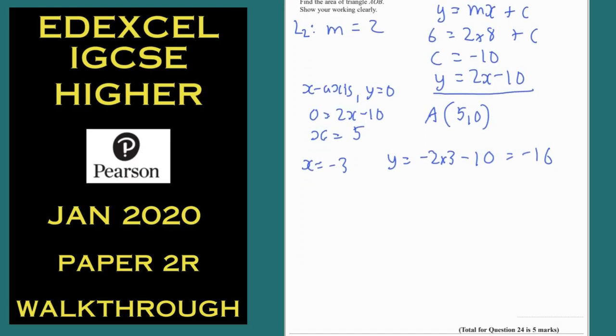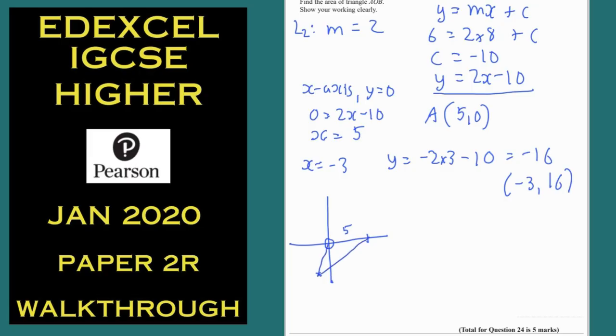Let's just do a little diagram. Doesn't have to be anything to scale. O is the origin. A is the coordinate 5 to the right. The coordinate of B is negative 3, 16. In other words, left a bit, down a bit. There's the triangle.